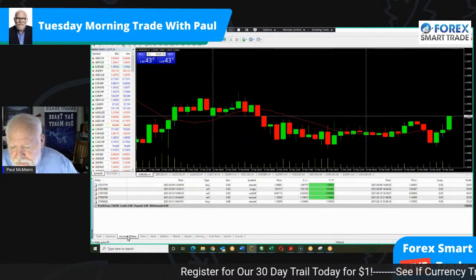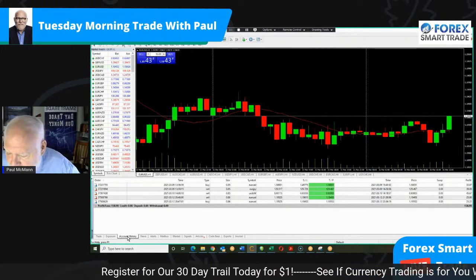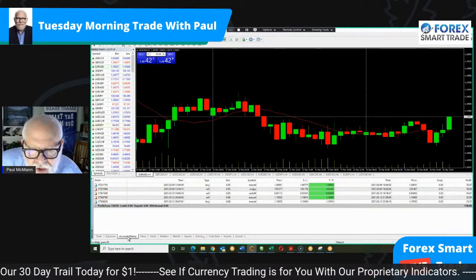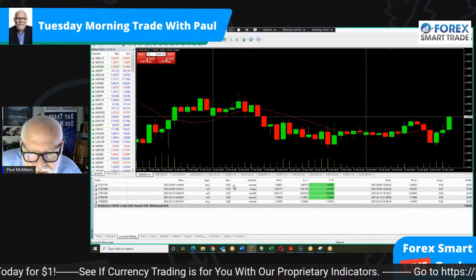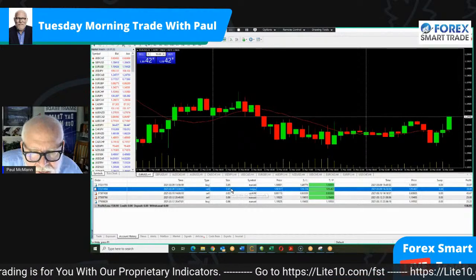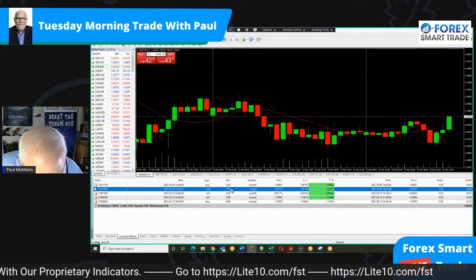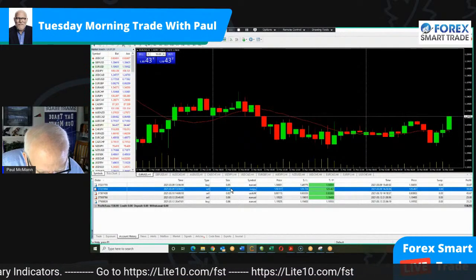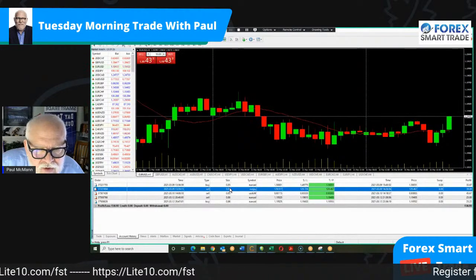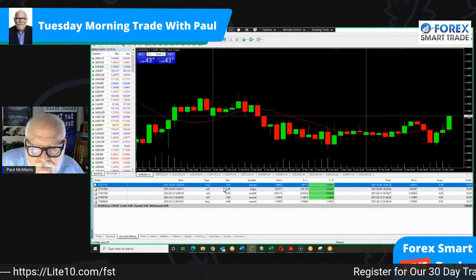Last week we took 2 trades. We took a thick orange line trade on the Euro CAD for 5 pips, and then I think it was an 8 pip trade on the Euro Yen. Both trades closed profitably.